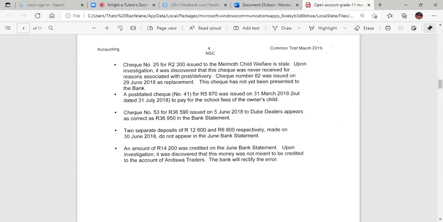Okay. So basically, so that I don't confuse you with too many statements, you can basically just note in your book, if it's understated, we minus.